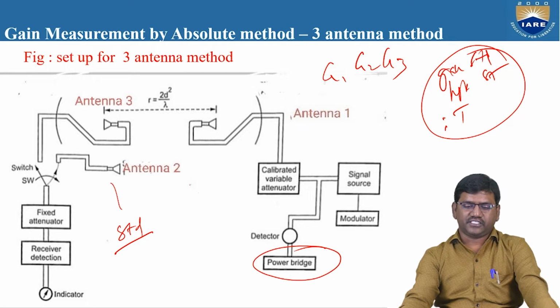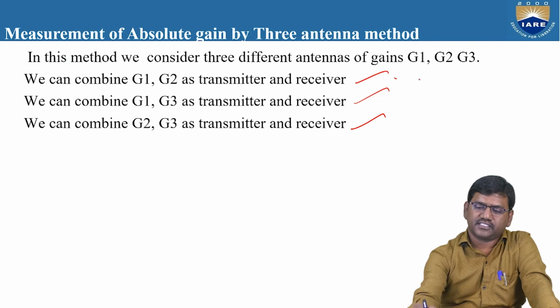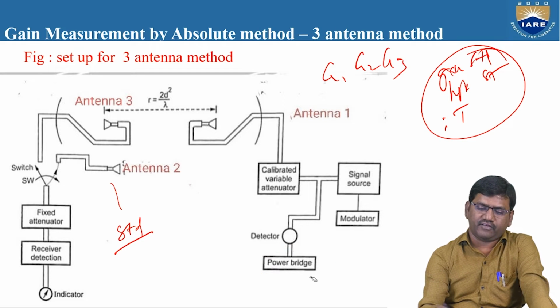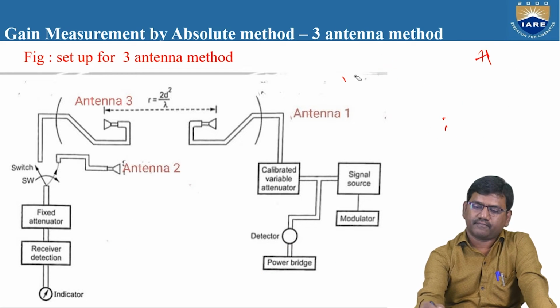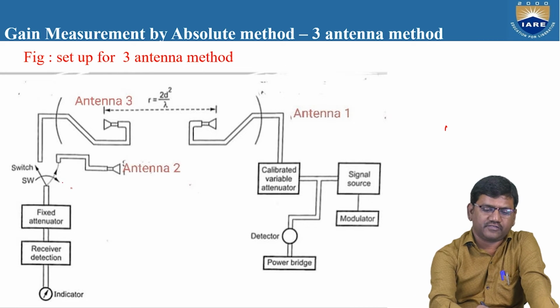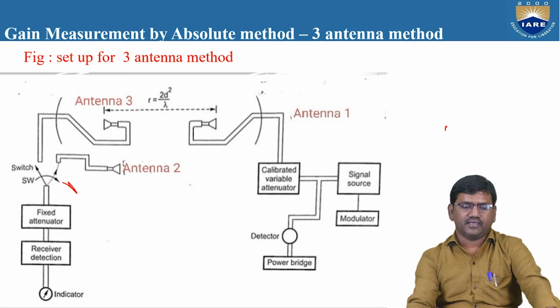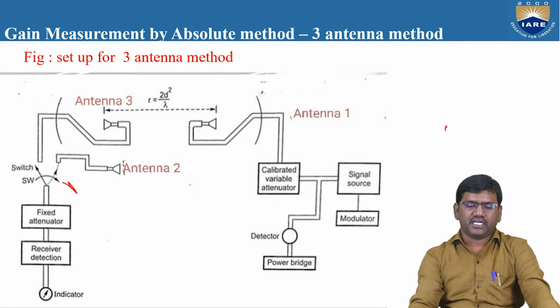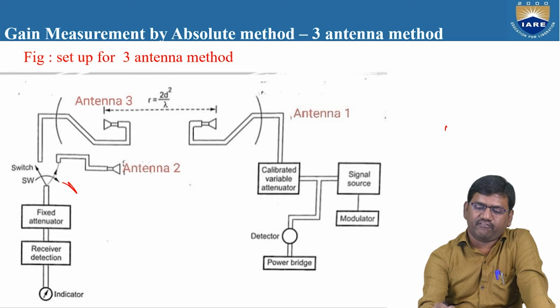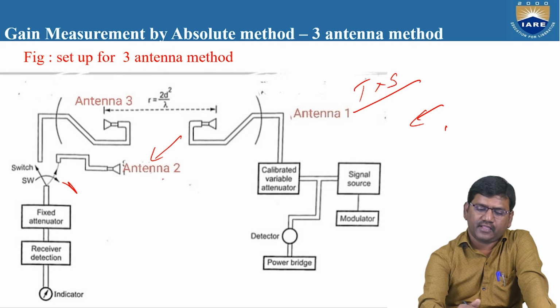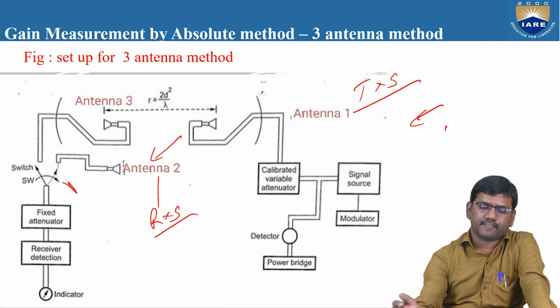Now let us combine the first two antennas, the first case, G1 and G2. In this setup there is a switch, which is used to connect either antenna 2 or antenna 3. Antenna 1 is aimed towards antenna 2. Here antenna 1 acts as the transmitting antenna, and antenna 2 acts as the receiving antenna.